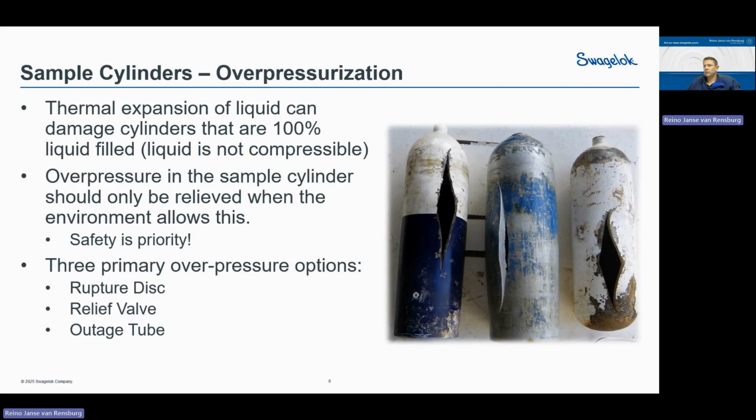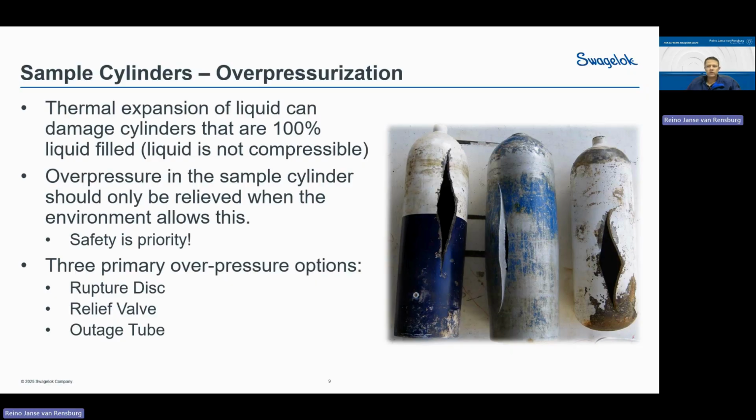So here you can see what it would look like if you have a cylinder that runs into an overpressurization situation. So the wall would crack and you would basically have all of your media coming out the side of it. So this is generally thermal expansion of liquid. They can damage cylinders, especially when they're 100% full, because that liquid, as it expands, has nowhere to go if there's no vapor space, and they would just basically make your cylinder fail.